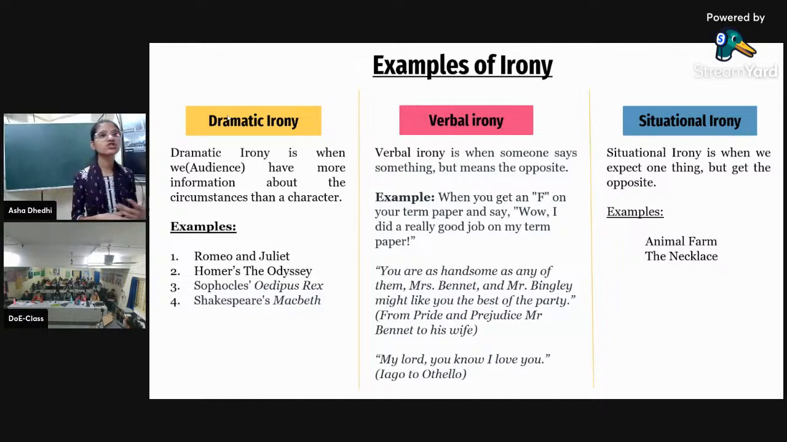And the last is situational irony, when certain events or situations are created within the literary text. So situational irony is when we expect one thing, but we get a completely opposite event.